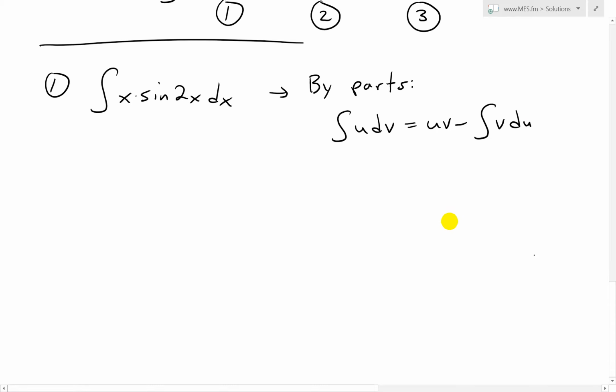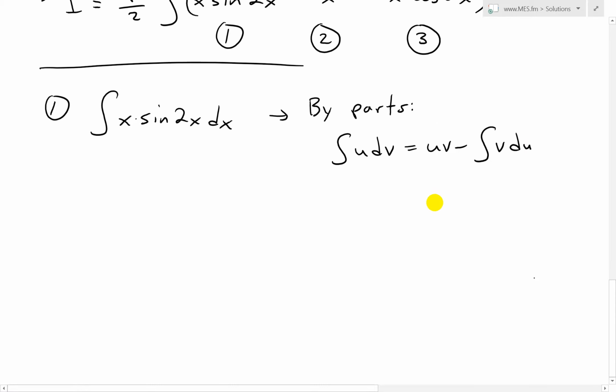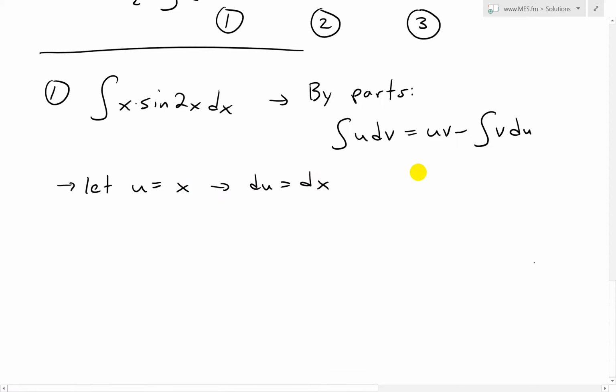So you can learn more about by parts in my earlier video in the description below. So now that we have this right here, what we could do is, well, let u equal x, so that du is just equal to, well, the derivative or differential is just dx, like that.